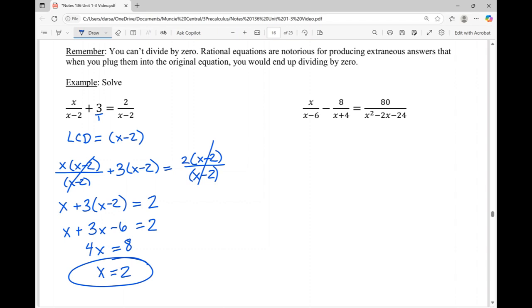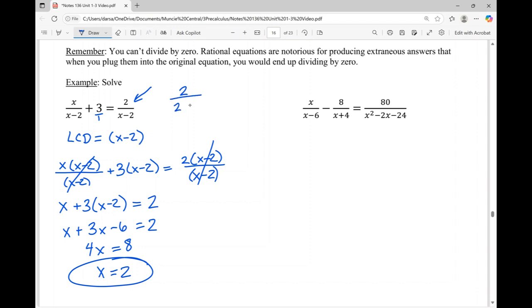Wait a minute. This problem started with an x in a denominator. What do I have to remember to do? Every single time we start with x's in denominators, you always need to check your answer. So let's look at this x minus 2 and just, I don't know, let's put it here. What do we get when we plug this back in?